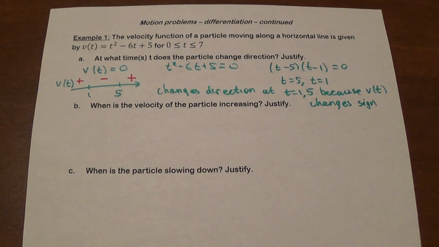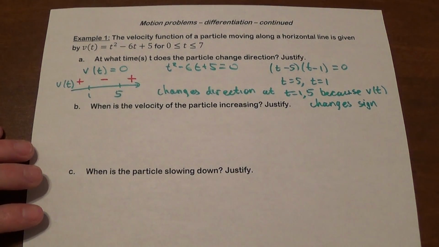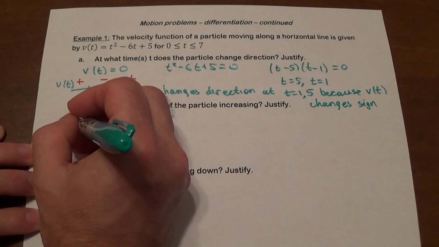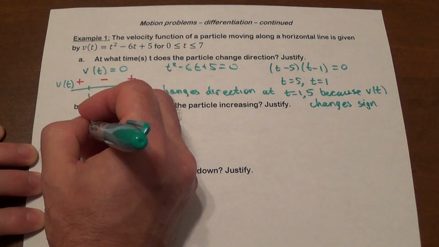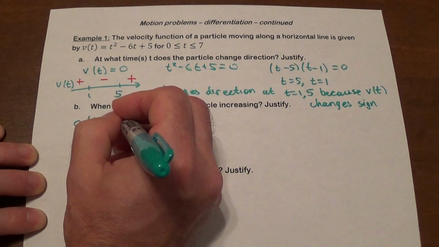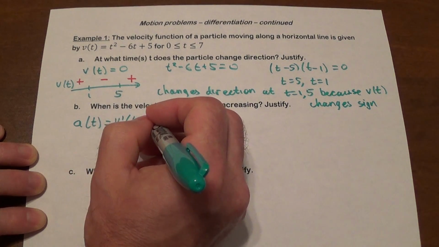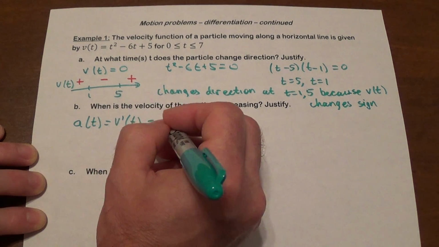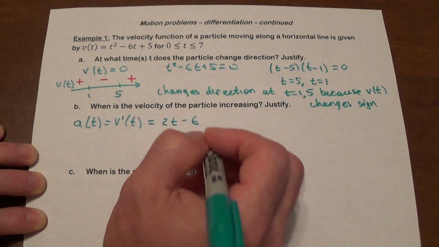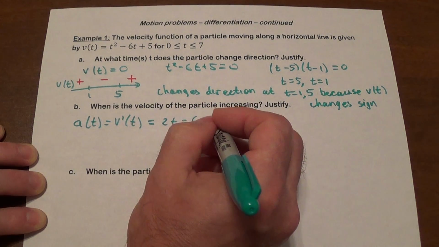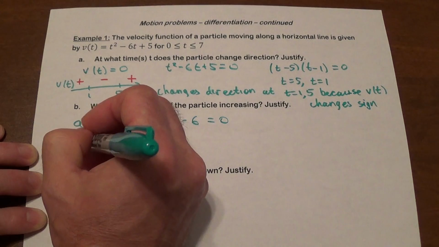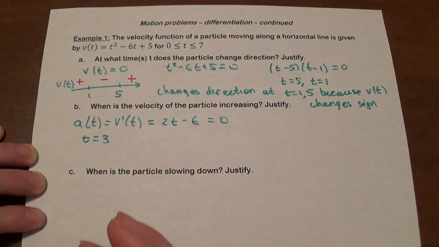Well, the velocity of the particle is going to be increasing when the acceleration is positive. So we need to find the acceleration. The acceleration function here will be the derivative of velocity, which is going to be 2t minus 6. You set this equal to 0, you have t equals 3.